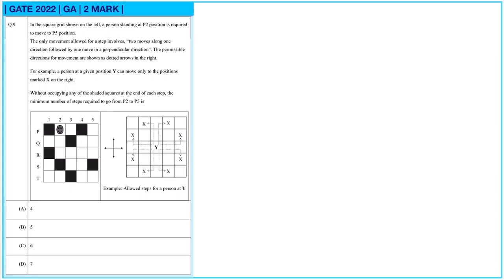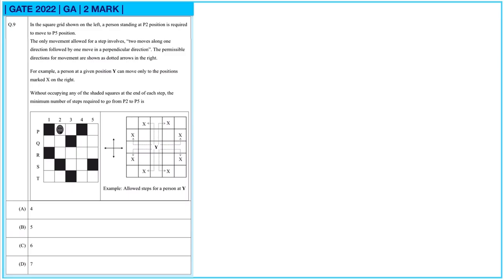Question number 9. In the square grid shown on the left, a person standing at P2 position is required to move to P5 position. The only movement allowed for a step involves 2 moves along one direction followed by 1 move in perpendicular direction. The permissible directions for movement are shown as dotted arrows on the right. For example, a person in a given position Y can move only to positions marked X on the right without occupying any of the shaded squares at the end of each step. The minimum number of steps required to go from P2 to P5 is.